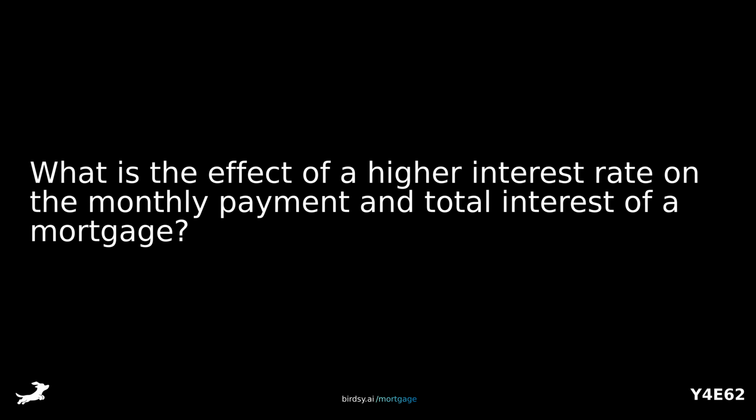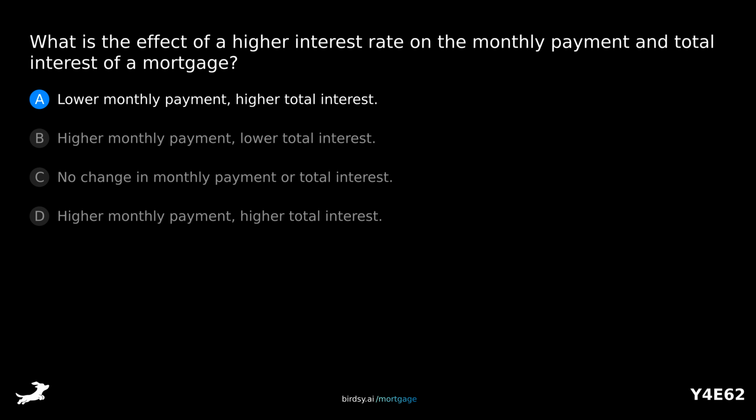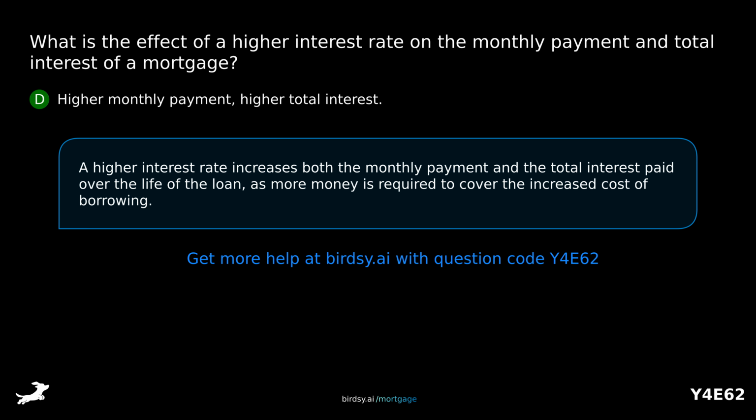What is the effect of a higher interest rate on the monthly payment and total interest of a mortgage? Is it A, lower monthly payment, higher total interest, B, higher monthly payment, lower total interest, C, no change in monthly payment or total interest, or D, higher monthly payment, higher total interest? The answer is D, higher monthly payment, higher total interest. A higher interest rate increases both the monthly payment and the total interest paid over the life of the loan, as more money is required to cover the increased cost of borrowing.